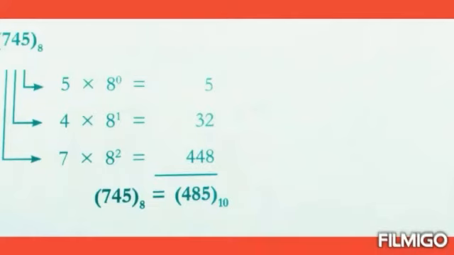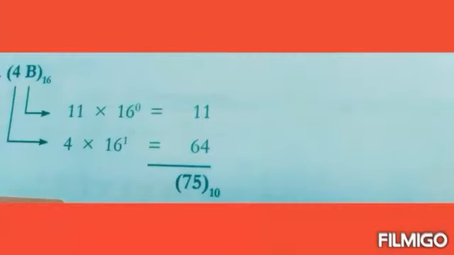In the same way, we can also convert a hexadecimal number to a decimal number. There is a hexadecimal number 4B, and in the previous table we have seen that B is equivalent to 11. So from the right side we will take the number 11 and multiply it by 16 to the power 0. From the right side the next number is 4, multiply it by 16 to the power 1.